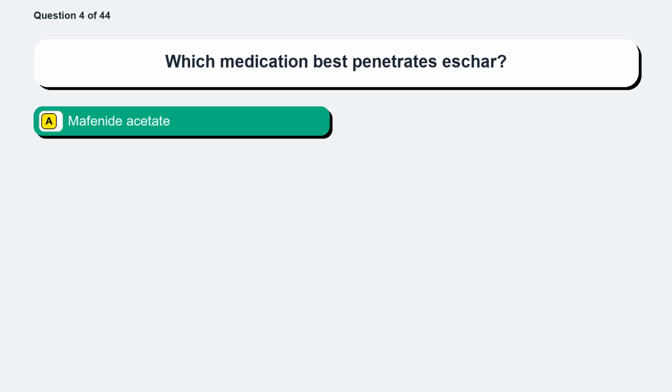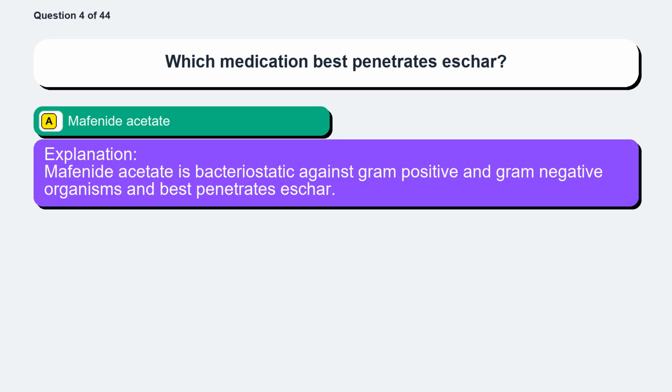The correct answer is option A. Mafenide acetate. Mafenide acetate is bacteriostatic against gram-positive and gram-negative organisms and best penetrates eschar.